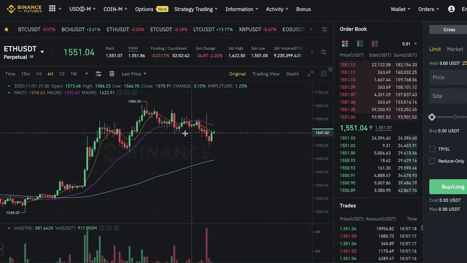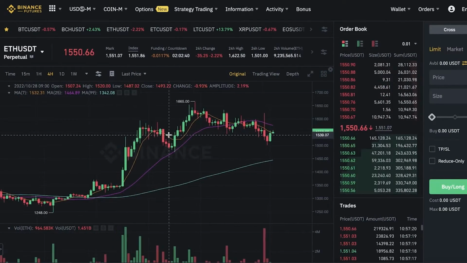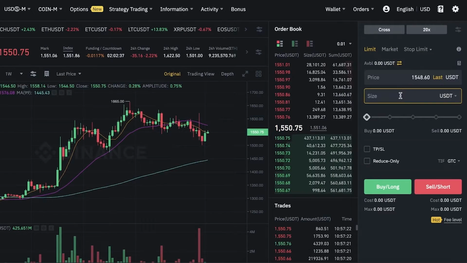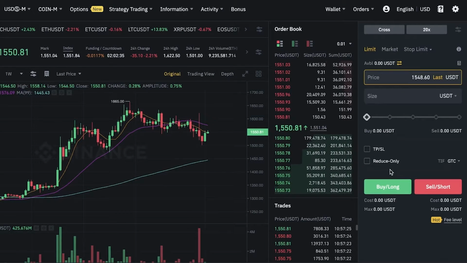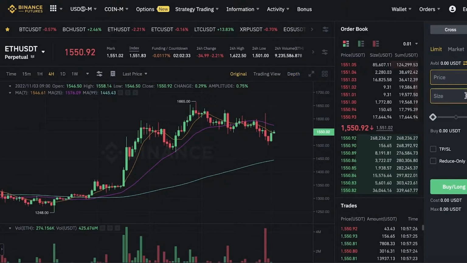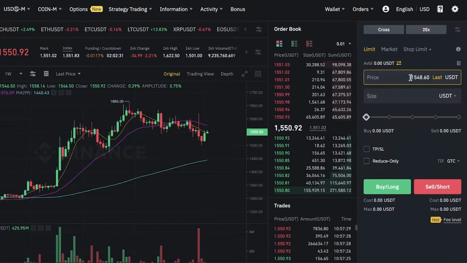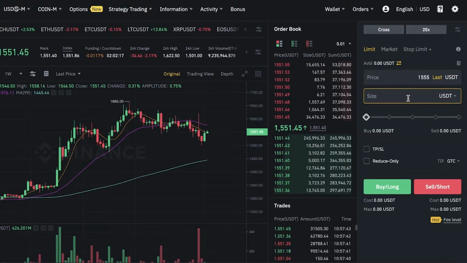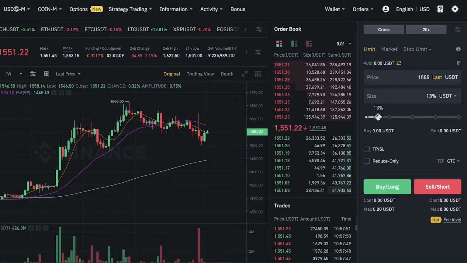Now, if we move on over here and take a look at the graph, you can see that first off, if you want to buy or long, so I think the price is going up, what I would do is I would put in the price. Let's say it's 50 right now. So I expect the price to go up to 55, and then I can put in how much money I want to bet on this. And then after that, you can go ahead and add a percentage as well.